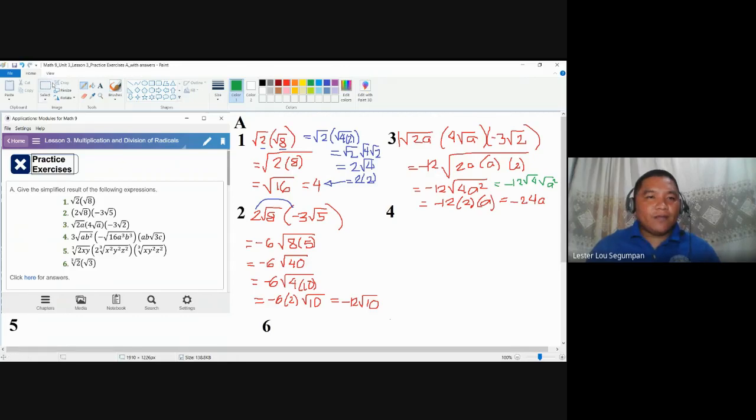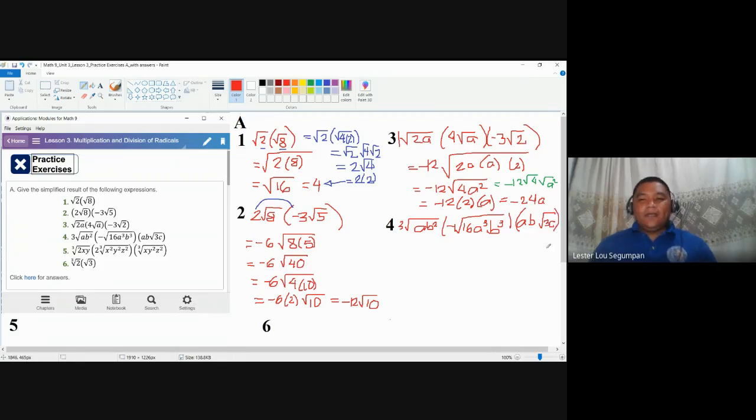That's number 4. But first, let me place it here so that there would be no more problem in the notations. So number 4 has again three different items here, but we now have the presence of multiple variables. So you have 3 square root of ab squared times negative square root of 16 a cube b cube times ab square root of 3c.